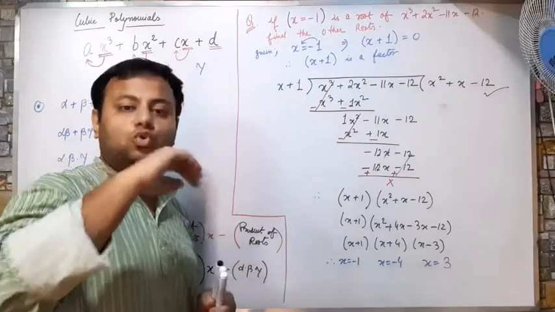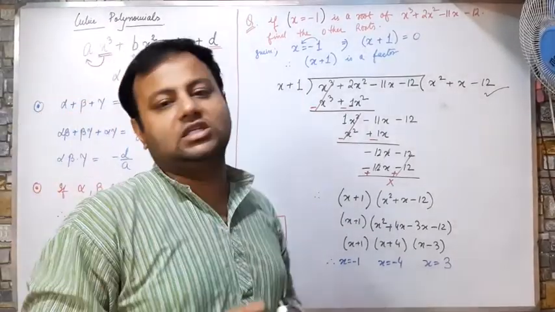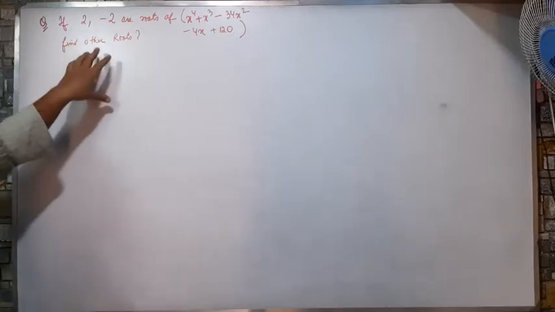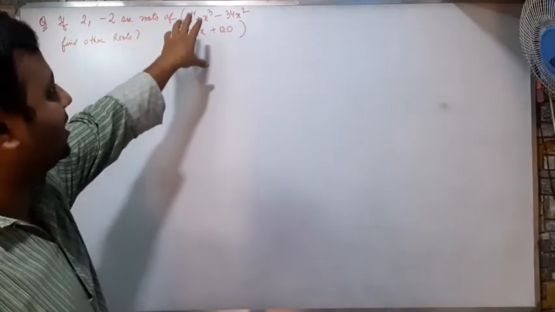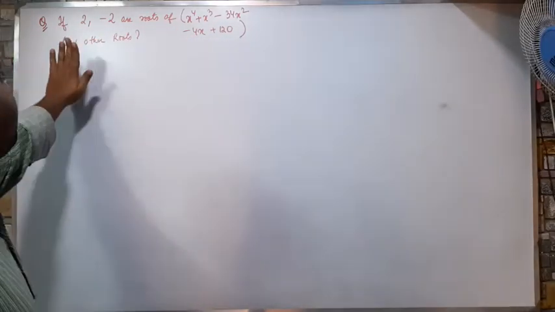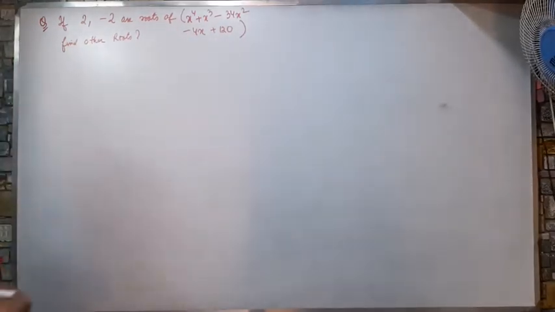But suppose 4 roots are given. A biquadratic equation is given. Then how to solve? Given if 2 comma minus 2 are the roots of x4 plus x cube minus 34x square minus 4x plus 120. Find the other roots. Here 2 roots are given. What are those?